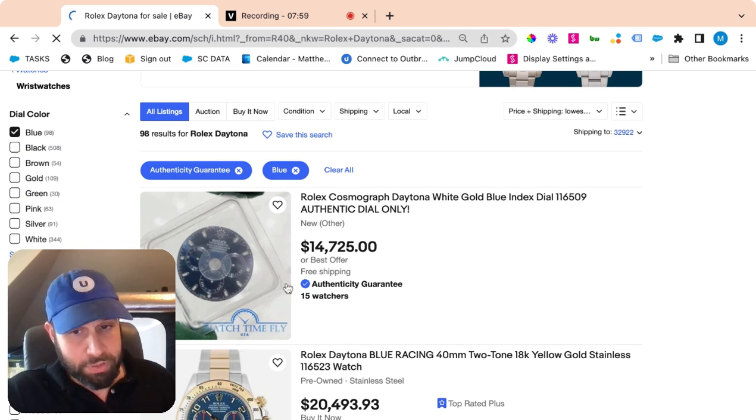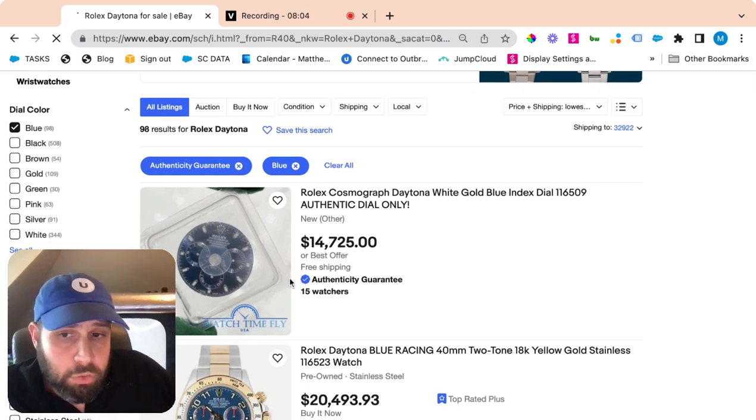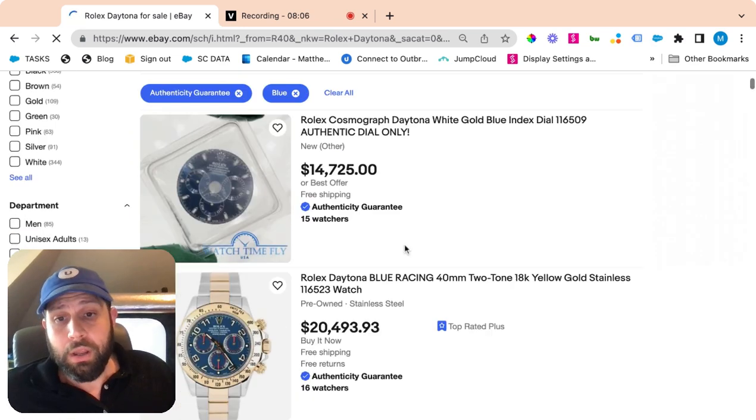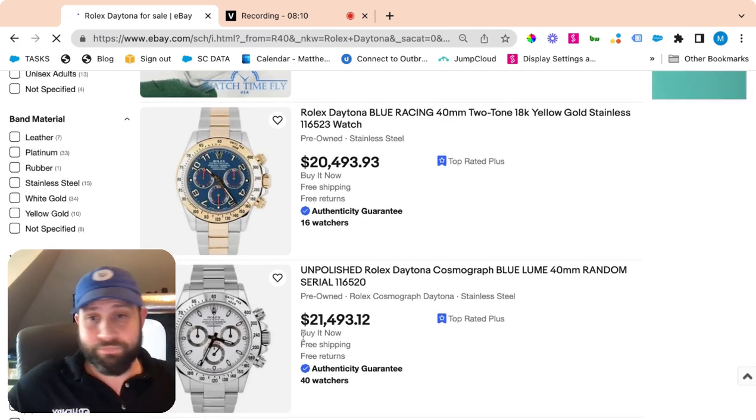This dial is not worth $14,000. Please don't buy this dial for $14,000. It's probably worth like $2,000 to $3,000 simply because it's a rare watch, and some people will cheat, put it inside of this watch here with a white dial, and then sell it for way more.